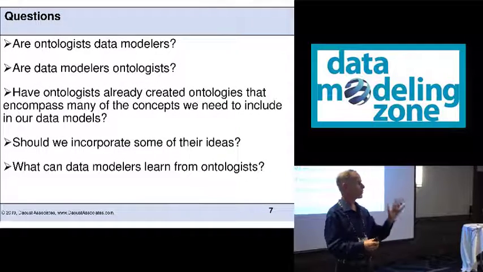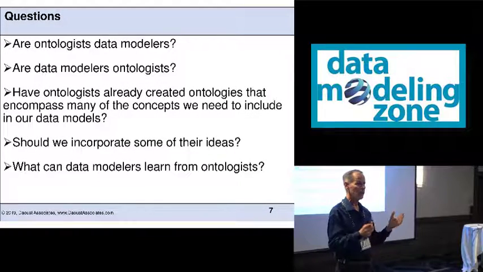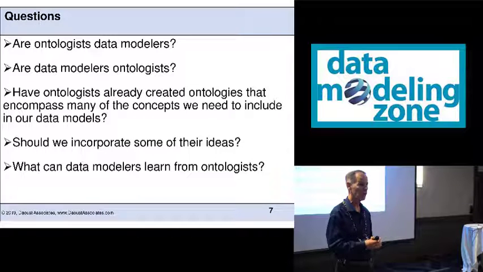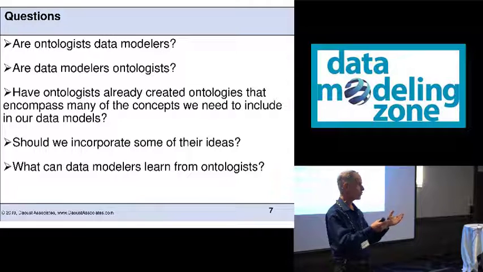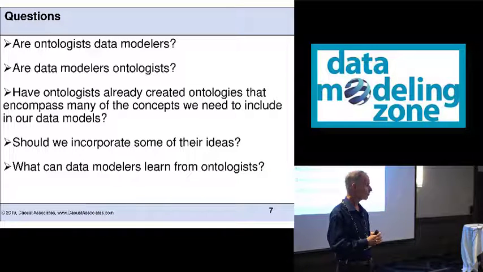So here are 5 questions. At this point in time, they're really rhetorical questions for you. However, I'd like you to keep them in mind, because I'm going to ask the same set of questions at the end and ask you for the answers. So are ontologists data modelers? Kind of. Good. All right. So we've got someone that thinks that's good to hear.